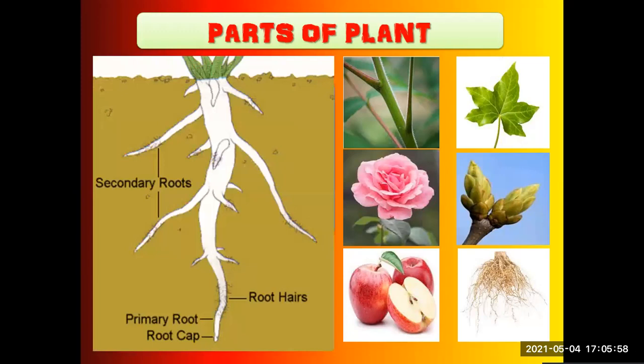There you can see, here, this is the main root, and it is called the primary root. From the primary root, secondary roots develop, and all the roots have tiny root hairs. The main root has a tip with the root cap. The root cap helps in protecting the root while it grows downward through the soil.